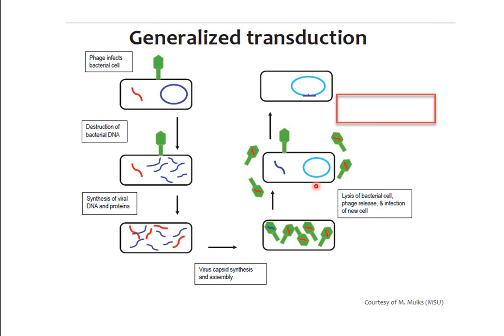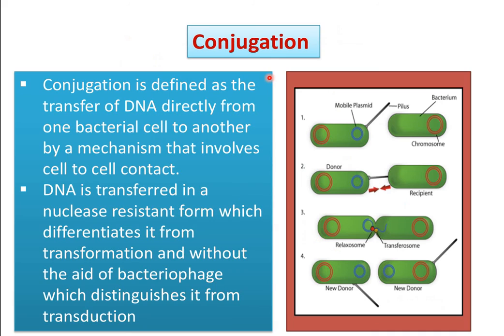This is what I was describing as generalized transduction. The phage infects a bacterial cell, then the bacterial DNA is destroyed and viral DNA and proteins are synthesized. The virus capsid is synthesized and assembled, then the bacterial cell lyses, phages are released and infect a new cell. So basically a recombinant is being formed.